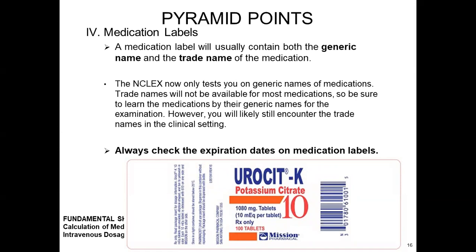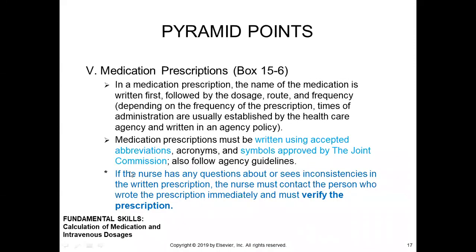So next here, medication prescription: the name of the medication is written first, followed by the dose, route, and frequency. It depends on the frequency of prescription; times of administration are usually prescribed by the healthcare agency and written in agency policy.